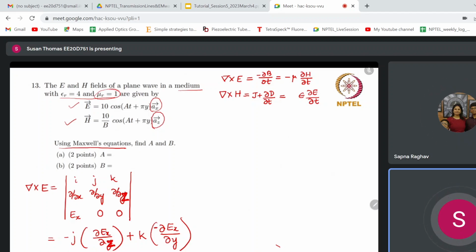Now, if you look at this equation, dou Ex by dou z. This is our electric field x component. If you take the derivative with respect to z, what is dou Ex by dou z? There is no component that depends on z, so this becomes 0. Now, dou Ex by dou y we will find. k is simply a direction, so let us just avoid that. Dou Ex by dou y, cosine becomes minus sine of (omega t plus pi y). So this is our dou Ex by dou y.